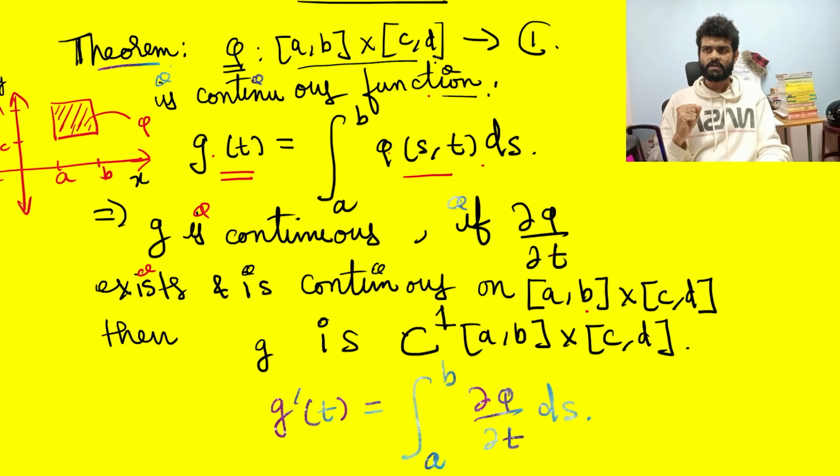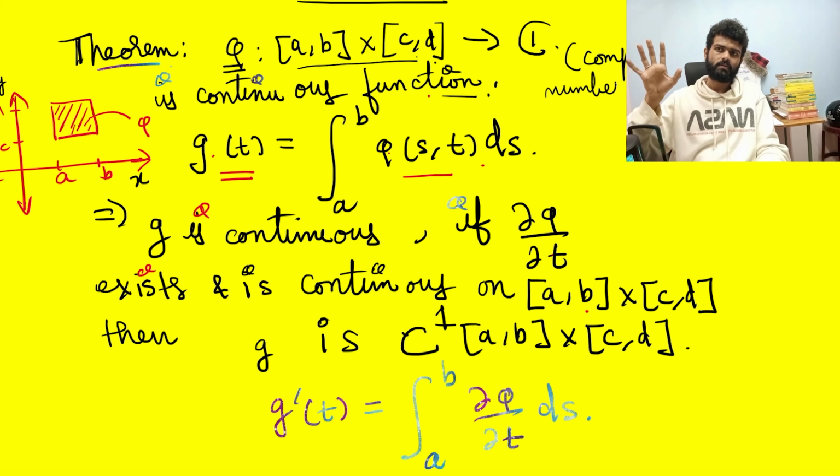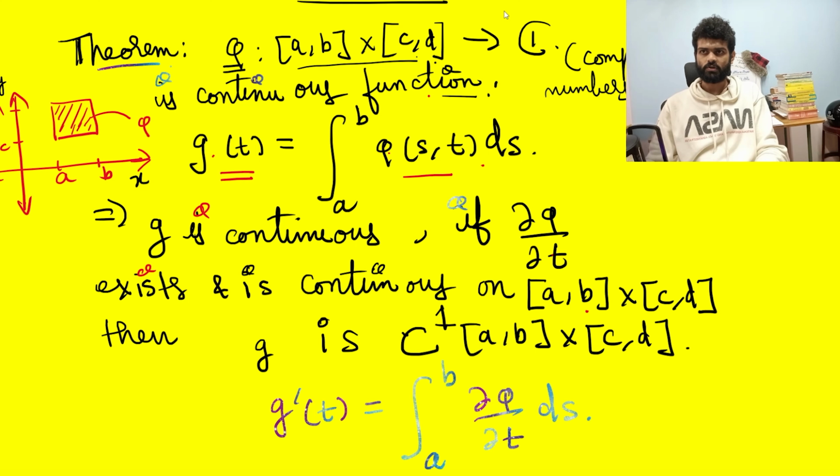There is a function phi, which is defined on this rectangle here, AB times CD, on this XY plane, and it's complex valued. So I'm taking complex numbers here, so basically the range is complex numbers. And this function is given as continuous.